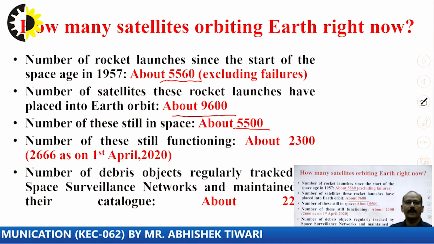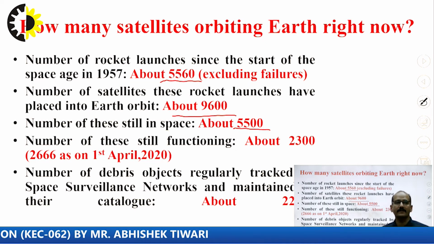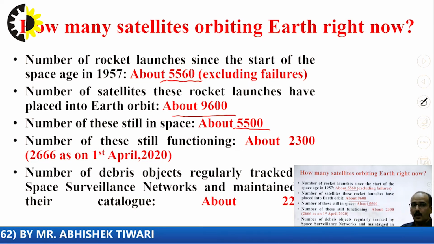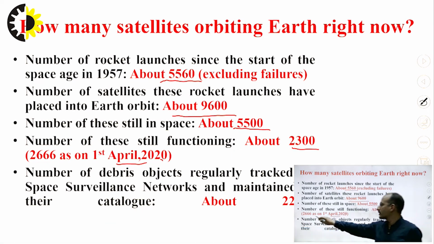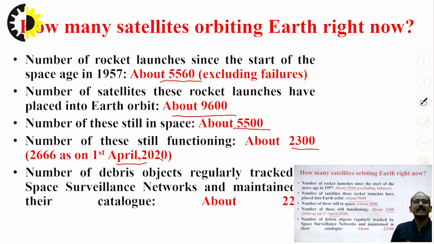Out of these 5500 satellites, only 2300 are still functioning; as of 1st April 2020, that number is 2666. It means the remaining satellites, around 2000, are not in use but are orbiting in outer space. And when they are orbiting, they create a hazard for the existing working satellites in space.